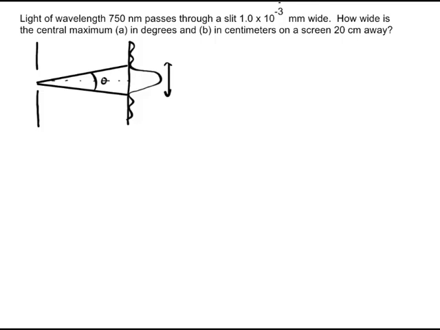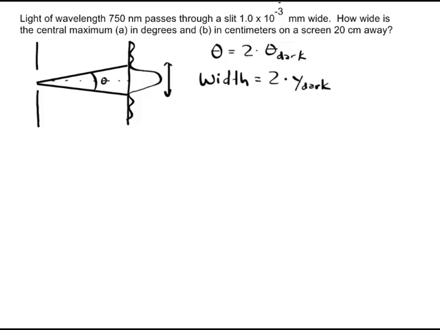The way to think about this is that the width of the bright spot is basically the distance between the dark spots on either side. And so if I could find the angle to the first dark spot and double it, I know the total angle of the width. If I find the y, or the distance from the center to the first dark spot, and double it, I'll know the total width. The angle that we're looking for is 2 times the angle to the first dark spot. And the width of the central maximum is 2 times the y dark for the first spot.